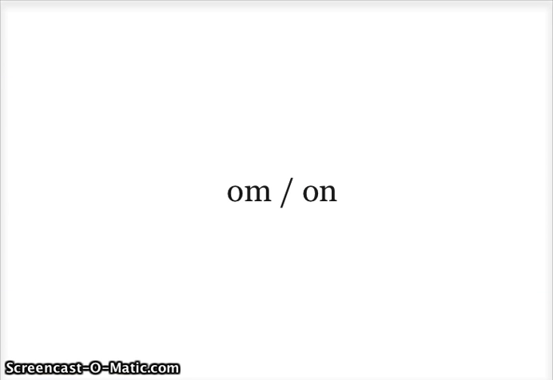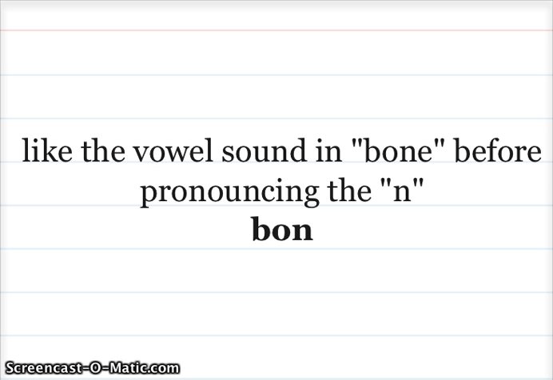All right. Oh, we have OM or ON, those letter combinations. Again, nasal consonants, vowels before them. We know this is going to be a nasal vowel sound. And it's going to be like the vowel sound in bone before pronouncing the N. So again, say the word bone, but stop just short of saying the N. And it'll come out like bon, on. That's the sound we're looking for. On. As in the word bon, bon.